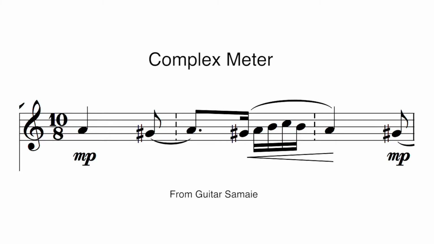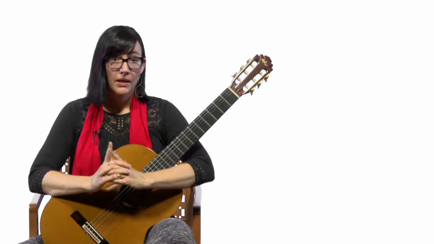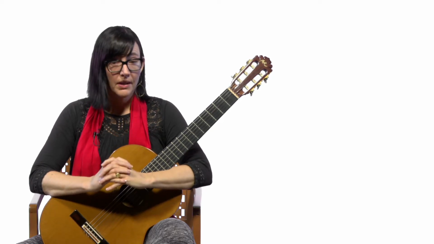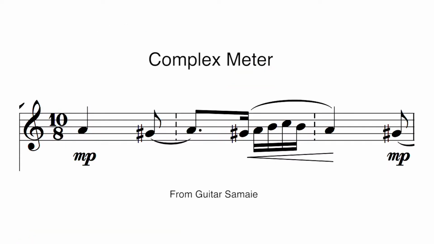So as a result, you'll count either 1, 2, 3, 4, 5, 6, 7, 8, 9, 10, or 1, 2, 3, 1, 2, 3, 4, 1, 2, 3. This entire piece is called Guitar Samai, and it's in Unit 18. Here's an excerpt.